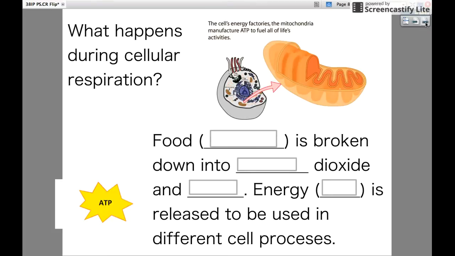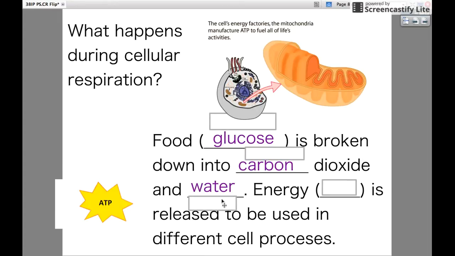So up next, what actually happens during cellular respiration? Here's a picture of an animal cell, and then zoomed in on the mitochondria, because that's where all of this is taking place. Food, which we can also call glucose, is broken down into carbon dioxide and water. Energy, which is what I'm showing over here with my little pow sign, which we call in science ATP, is released to be used in different cell processes.